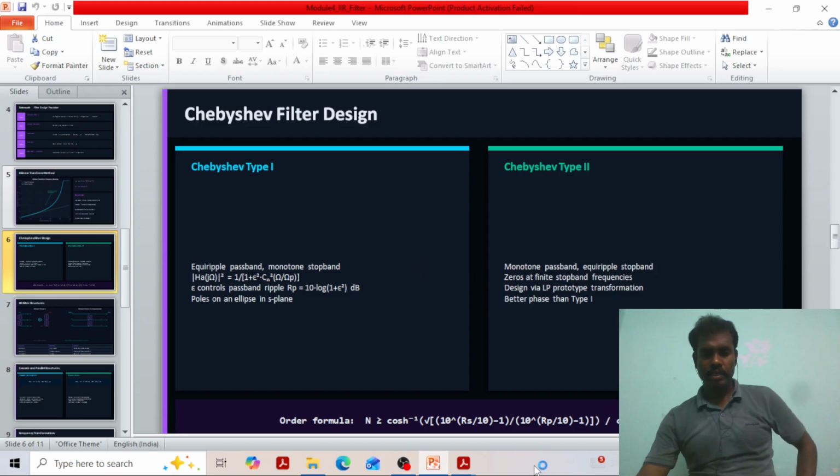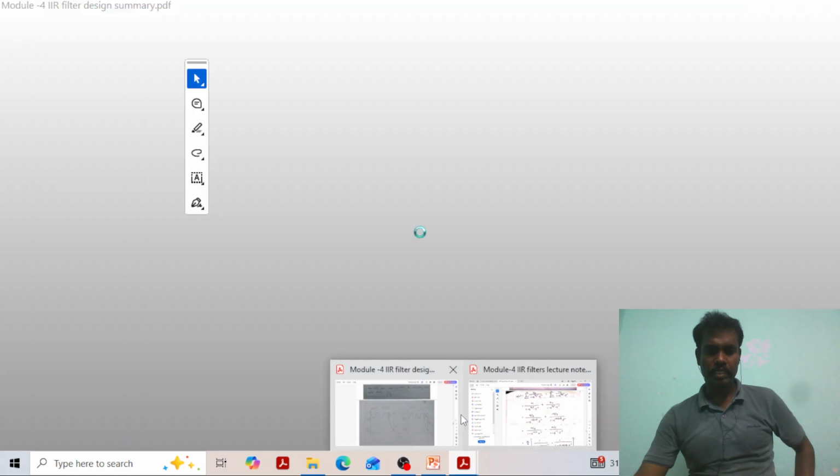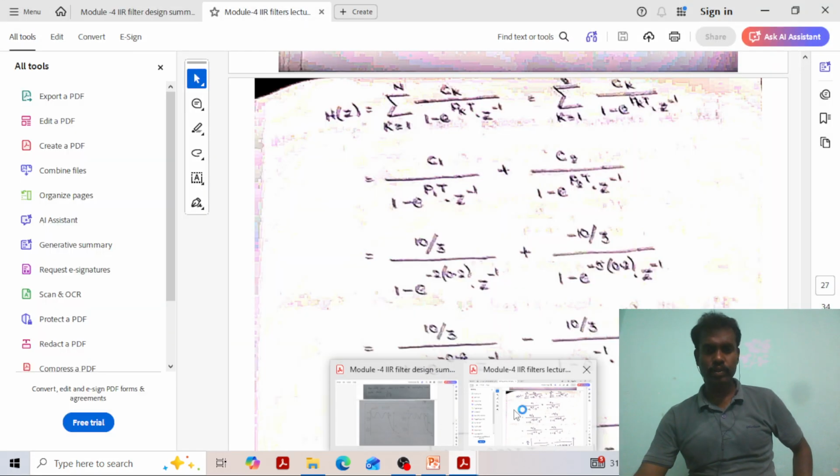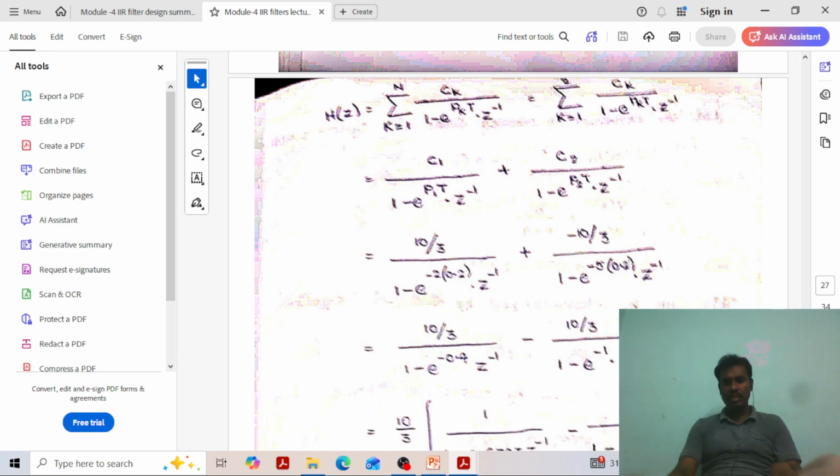So let us see a problem on digital filter design. In digital filter design, we take H(s) and convert it into digital by using some transformation technique, either the impulse invariance method or the bilinear.